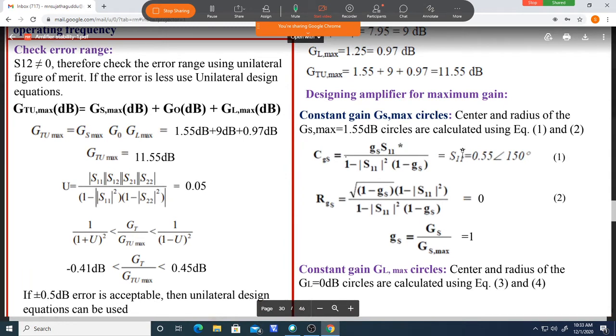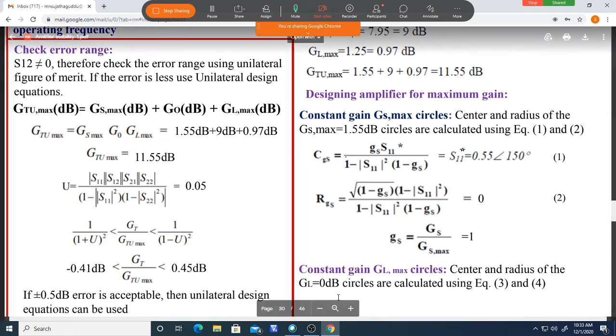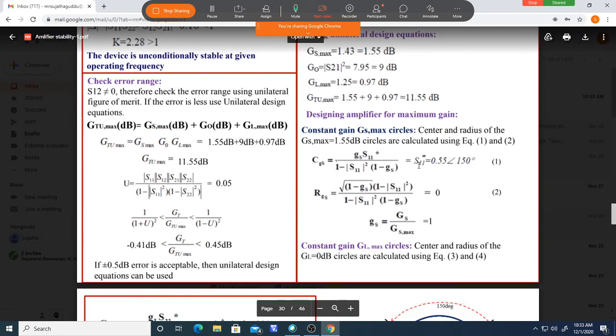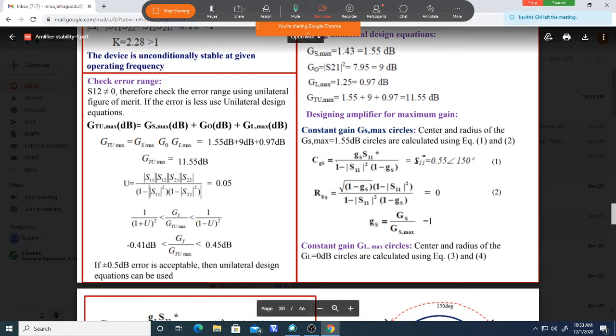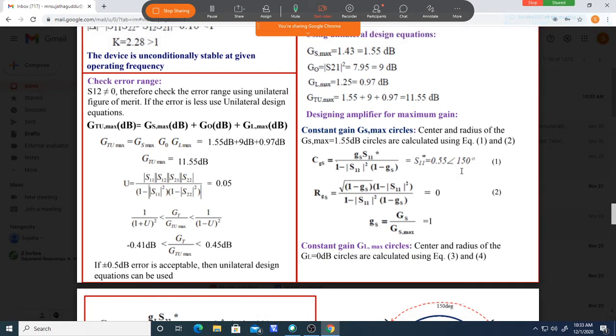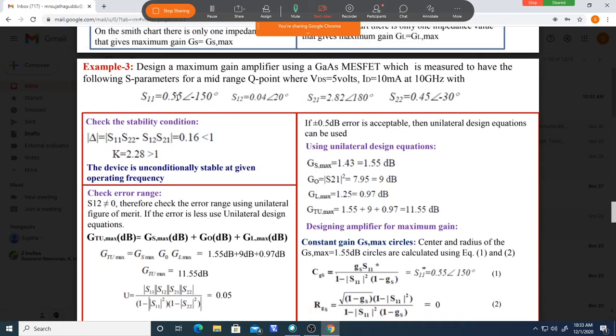See, the center of the gain circle. You should now draw the constant gain circle, but the center of the gain circle is S11 complex conjugate, because GS is 1 here and this term is 0. Only the 1 is there, so it is totally equal to S11 complex conjugate. The center of the circle is the complex conjugate of S11. So in the problem, what is given? S11 is 0.55 at minus 150 degrees.